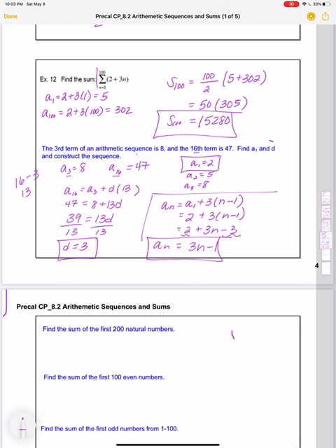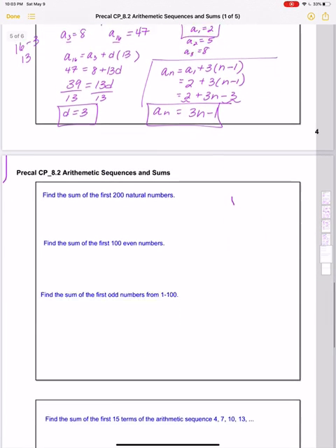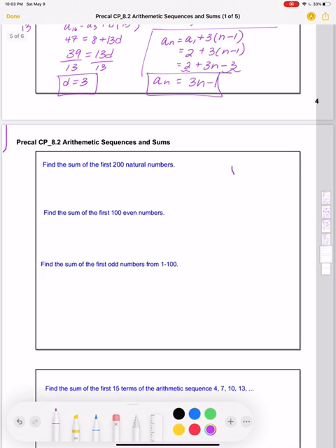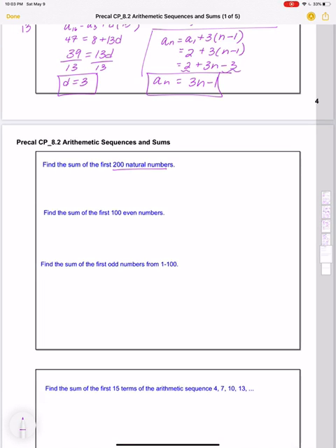More examples, and probably really popular problems that they ask you to do on an SAT or trivia or something like that. Find the sum of the first 200 natural numbers. Well, this is just like the one we did earlier. Natural numbers are how you naturally count: 1, 2, 3, 4. So if I start at 1, 2, 3, and I go all the way to 200, those are my first 200 natural numbers. I want to find the sum.